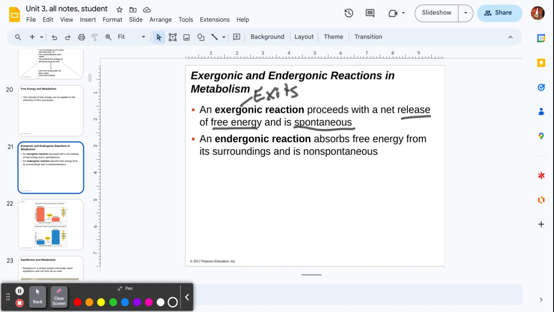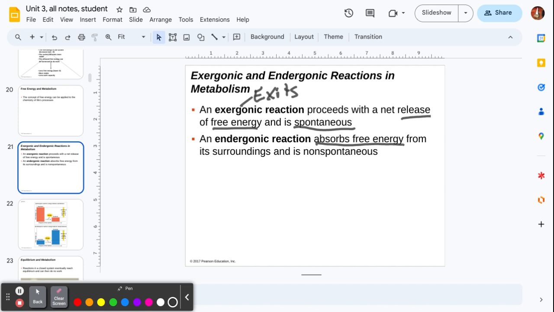And then we have endergonic reactions. Ender to enter, or to bring in. So we're bringing in energy. We're absorbing free energy, just like you would do in an anabolic reaction. So they're really synonymous. Anabolic is synonymous with endergonic, and exergonic is synonymous with catabolic.